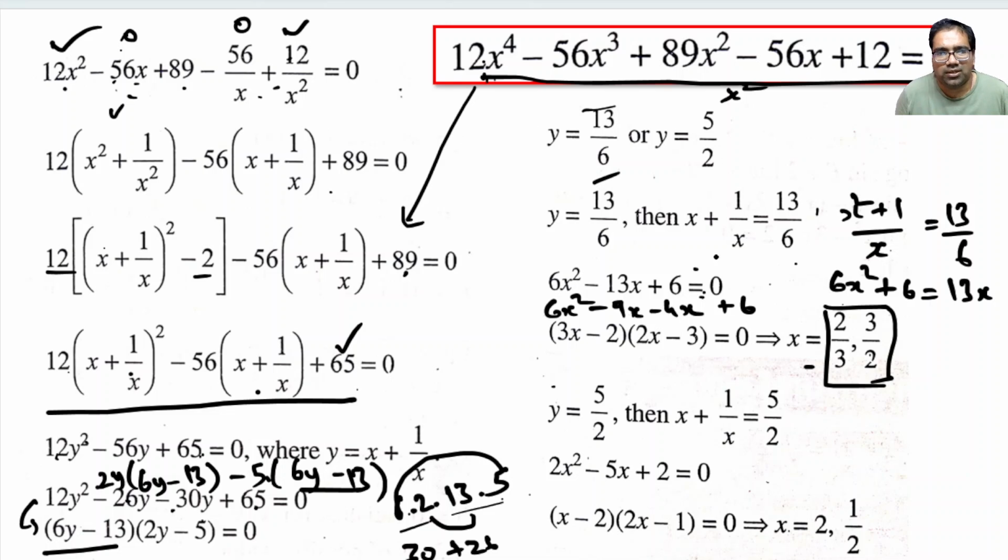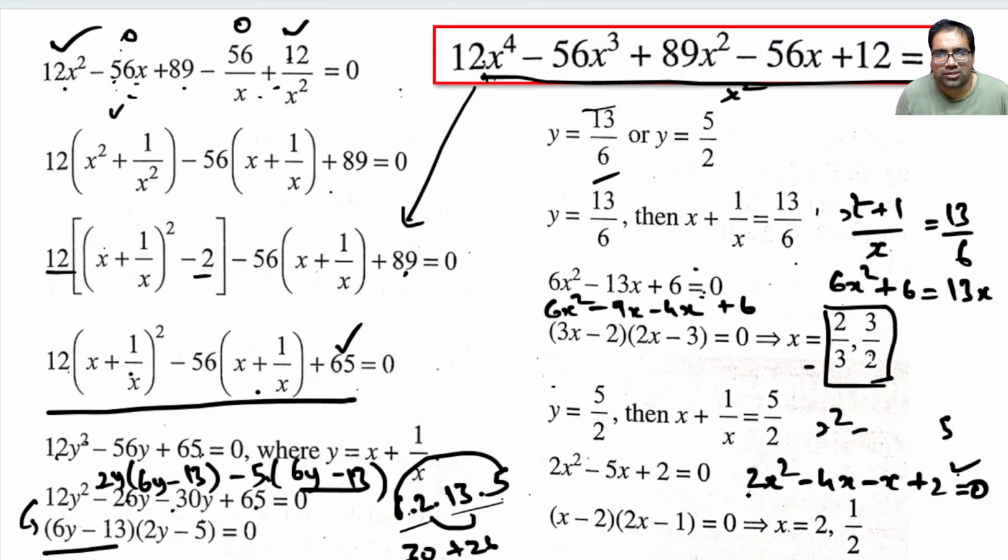y equals 5 by 2. That means x plus 1 by x is equal to 5 by 2. What does that mean? This again, x square plus 1 by x is equal to 5 by 2. That means 2x square plus 2 equals 5x. That means 2x square minus 5x plus 2 is equal to 0. For this also we can find the solution very easily. 2x square minus 4x minus x plus 2 equals 0. If you simplify this, this becomes x minus 2 into 2x minus 1.